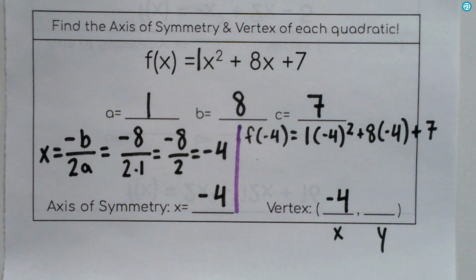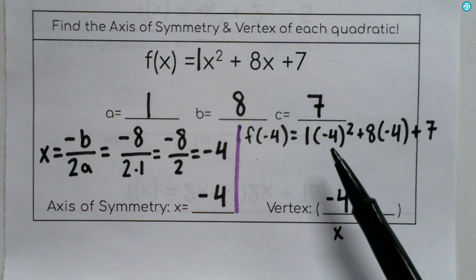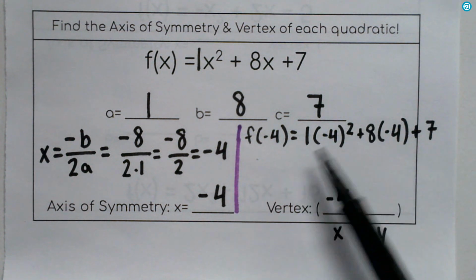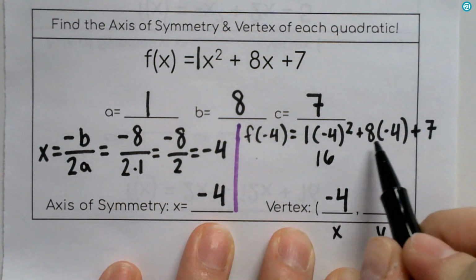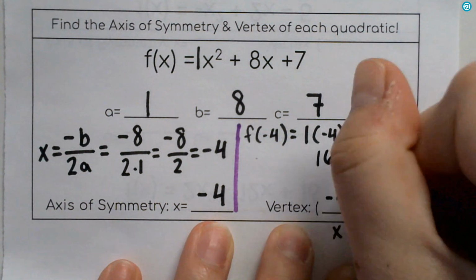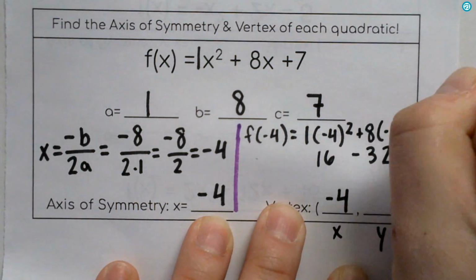We can either do it by hand or do it in a calculator. So if we are going to do it by hand, we have to do order of operations. We have to do our exponents first. So I would do -4 squared. -4 times -4 is positive 16. 16 times 1 is 16 still. So I'd have 16. 8 times -4 would be -32. And I still have my plus 7.